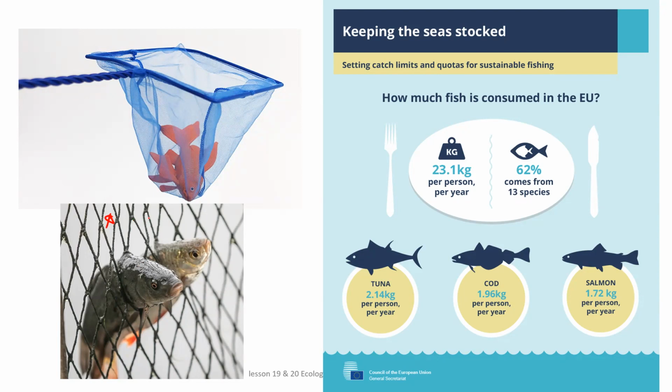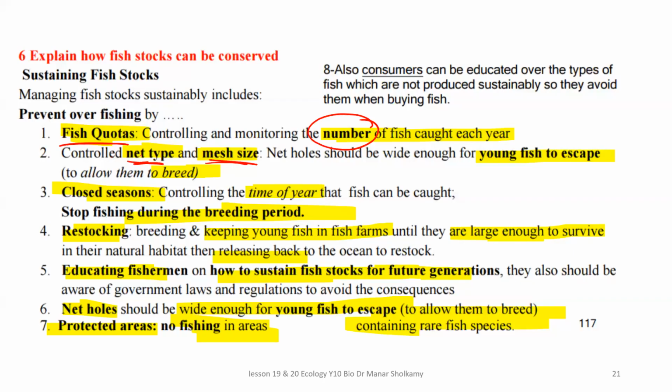Okay, this is the fishing net. I'm going to control the net type and the fishing net. Net holes should be wide enough for young fish to escape, to allow them to escape and breed. Easy? Easy. Closed seasons. In this season, you're not allowed to fish. You will only fish in June to give time for them to breed.